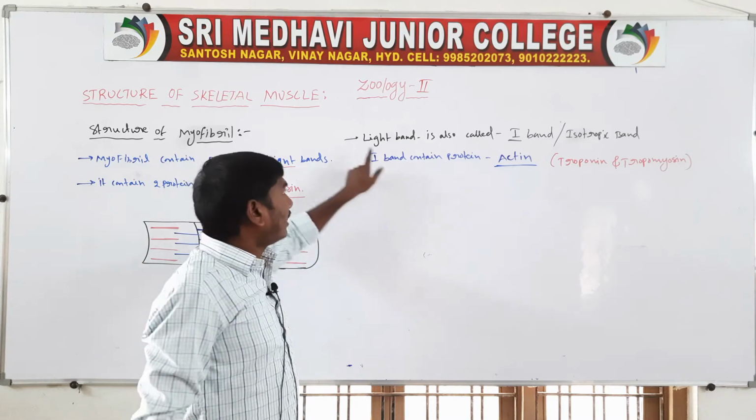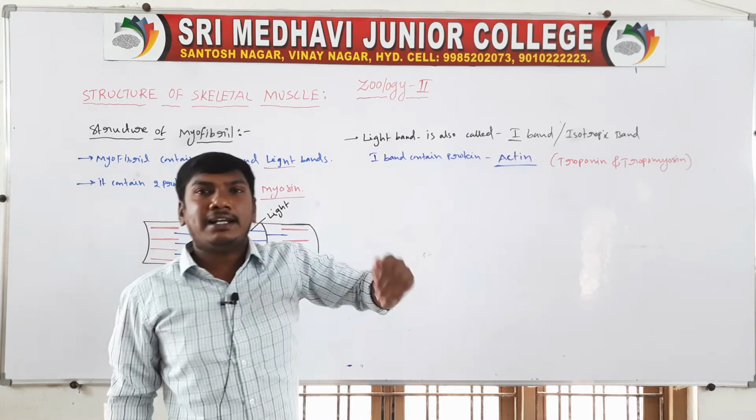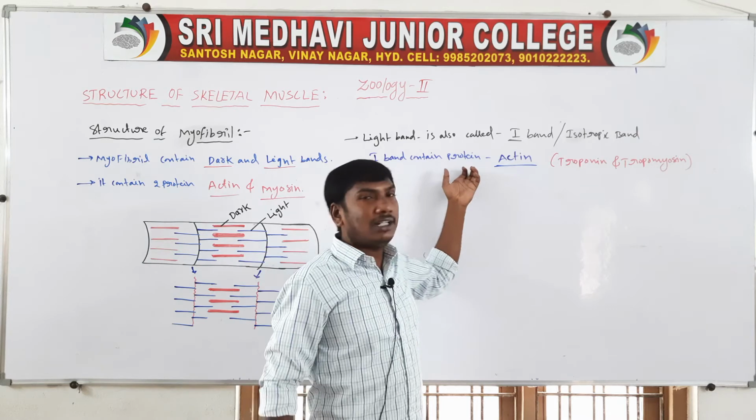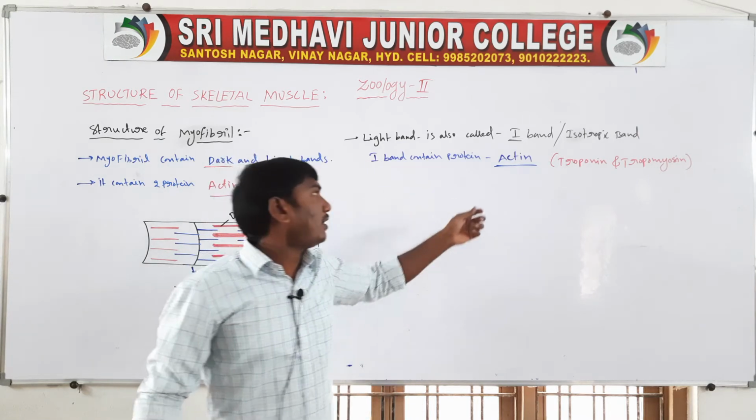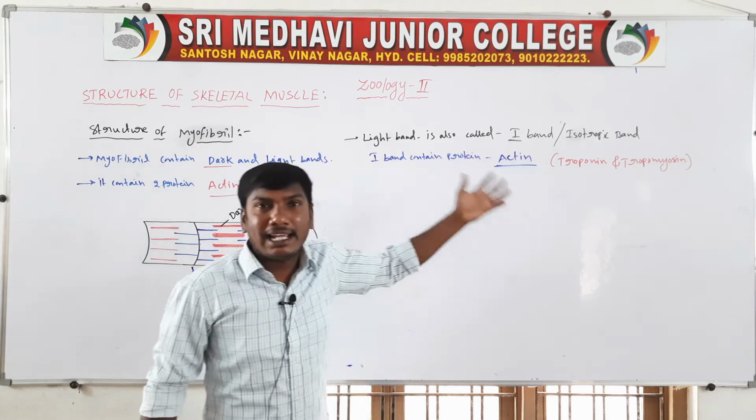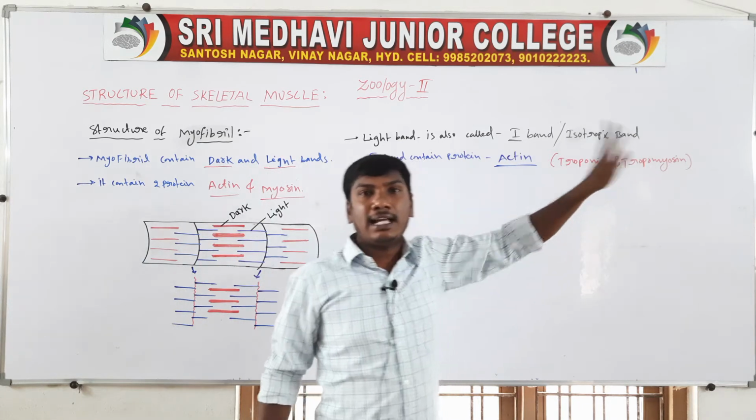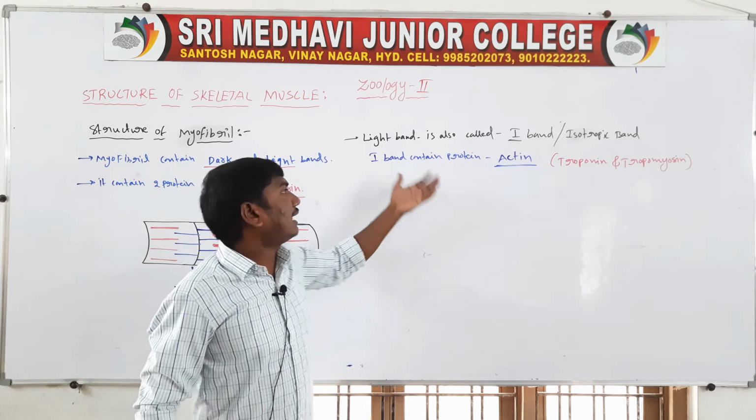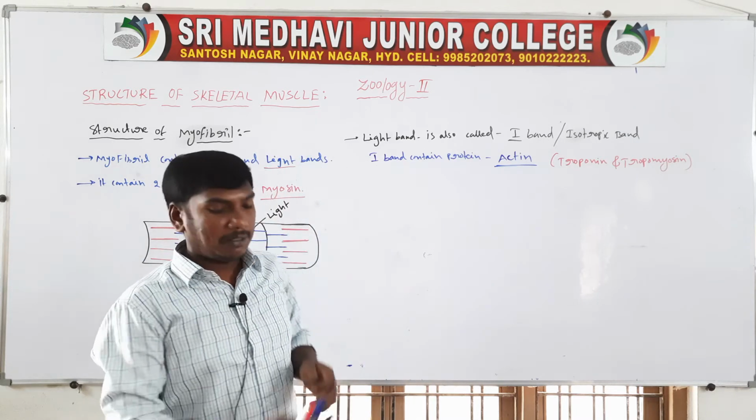To revise: the light band is also called the I band or isotropic band. The I band contains a protein, the protein named actin. Actin, along with the two regulatory proteins, troponin and tropomyosin, is present on the light band, or I band, or isotropic band.